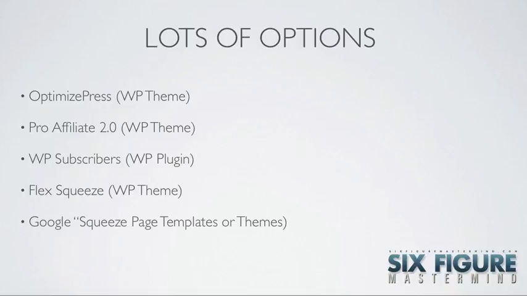WP Subscribers. This is a great WordPress plugin that allows you to basically add an opt-in form almost anywhere on your website. So you don't need to use their theme. You can use any theme that you want, and you just insert this plugin, and they give you lots of different options for where you want to place an opt-in form. Okay, and we're actually going to go through that in a second here.